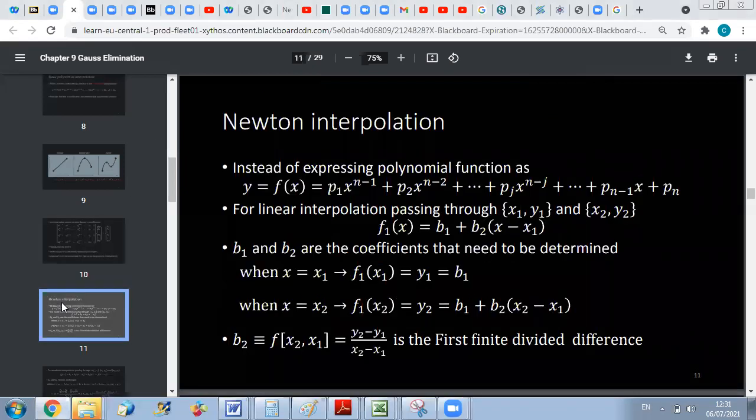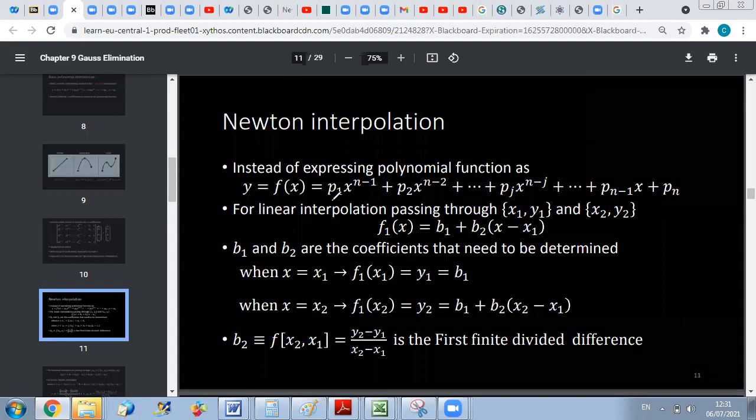So now we will introduce the first new method for interpolation, which is Newton interpolation. This technique will just change the form of expression of the polynomial. Instead of writing it as p1 x to the power n minus 1 plus p2 x to the power n minus 2 until plus pn, it will just change the form of the function.